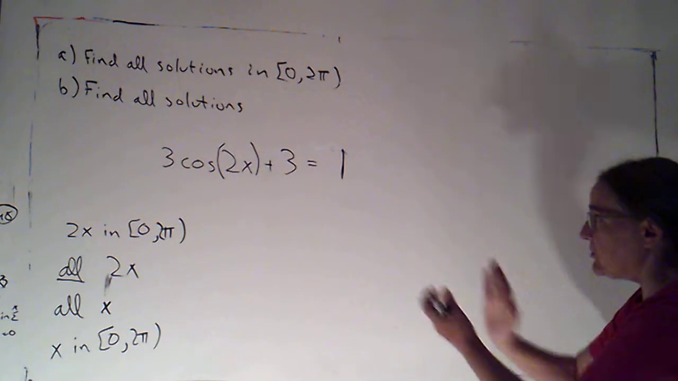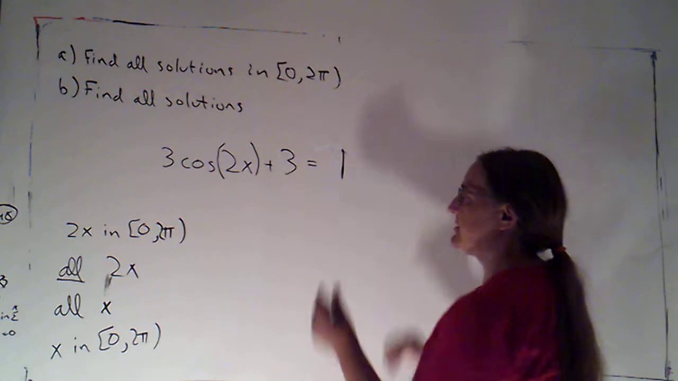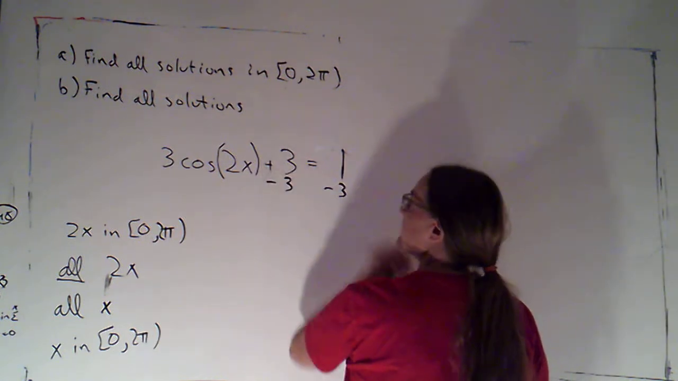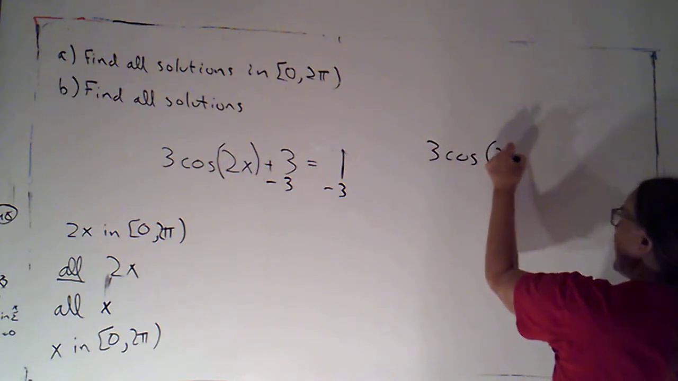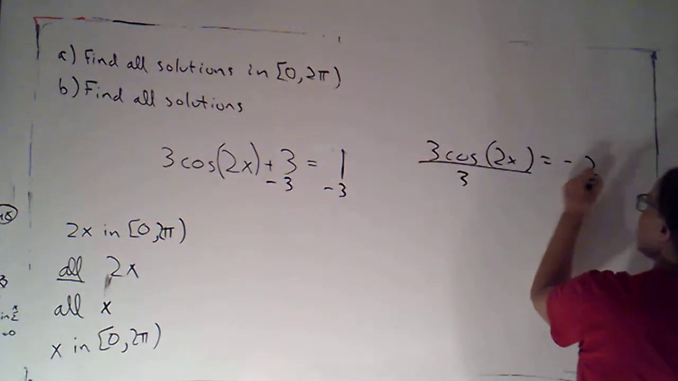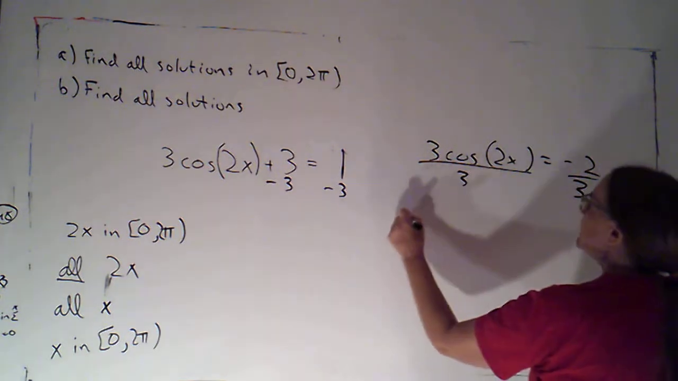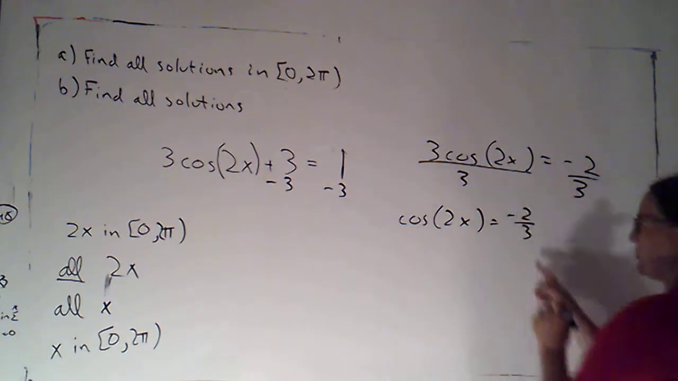Okay. So let's take a look. As always, I want to isolate the trig function. So I'm first of all going to just subtract over this 3. So I'll have 3 cosine of 2x is equal to negative 2. Can divide both sides by that 3. So cosine of 2x is negative 2/3.